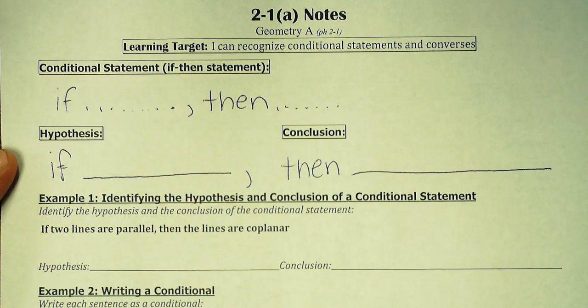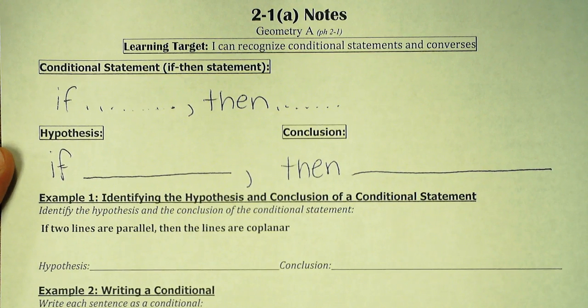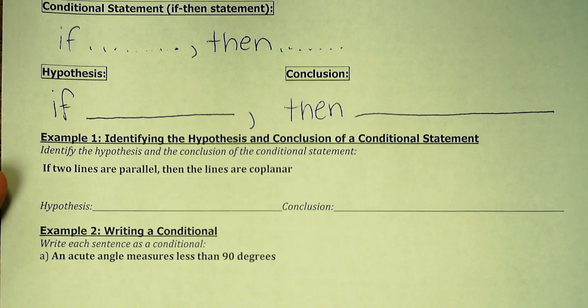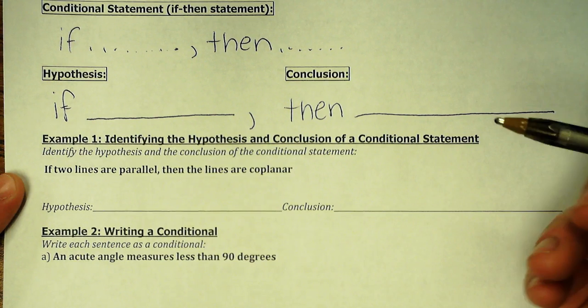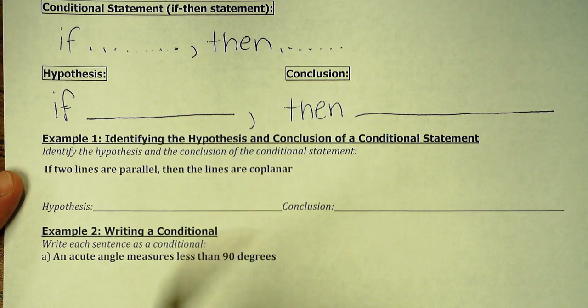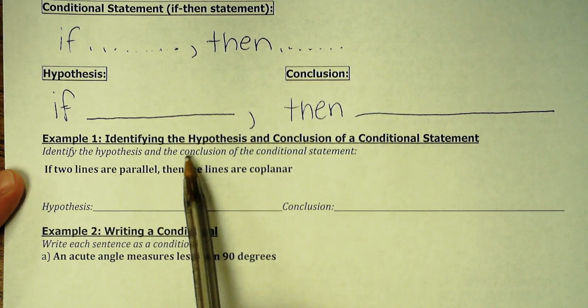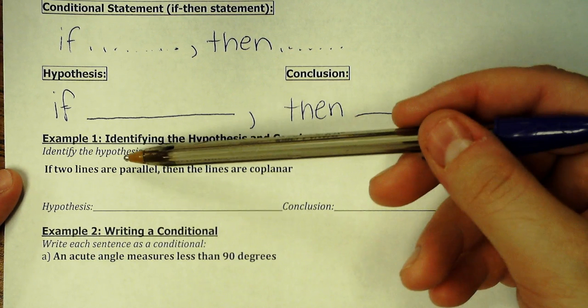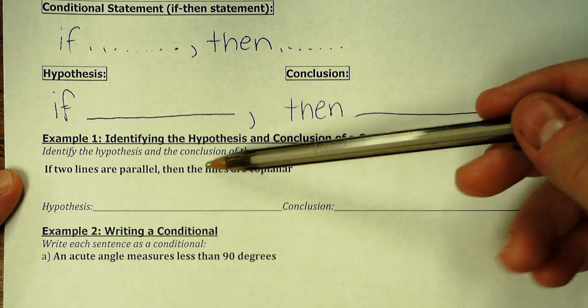So we're just going to practice this real quick, and I'm actually not going to spend too much time on this. Hypothesis is just the beginning part of the sentence after the word if. For this first one, I'm going to write it out. Going forward, I'll just have you guys circle this stuff. It says identify the hypothesis and conclusion of the conditional statement. This says if two lines are parallel, then the lines are coplanar.